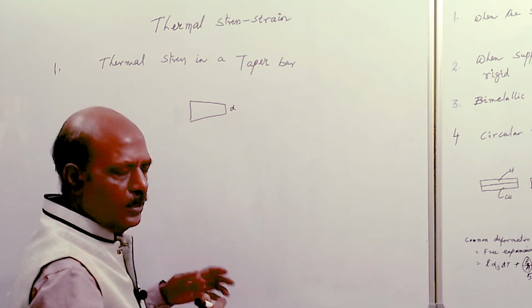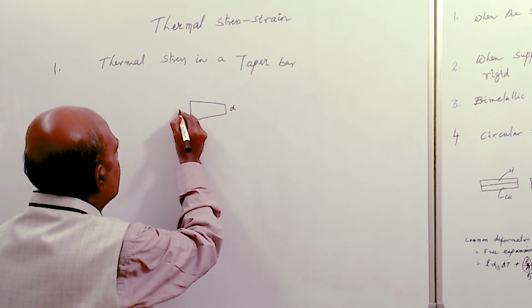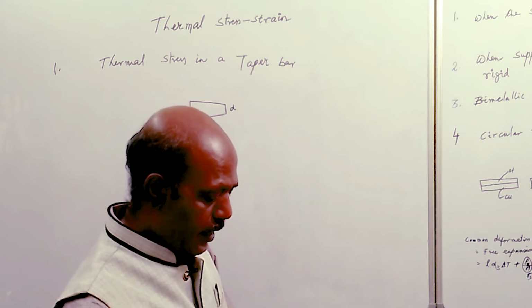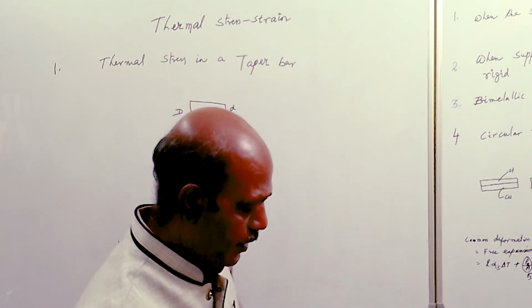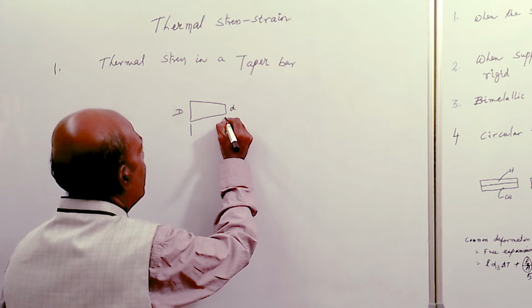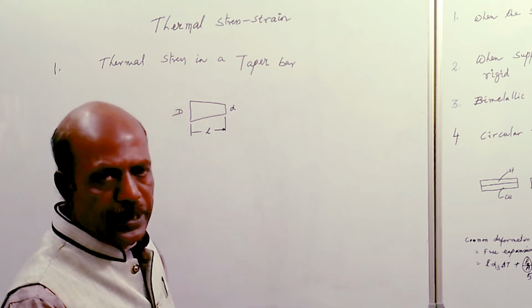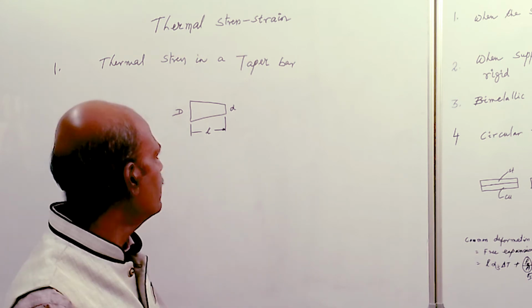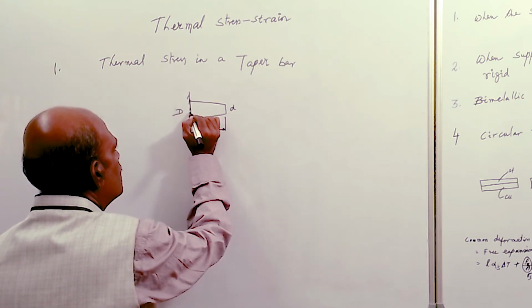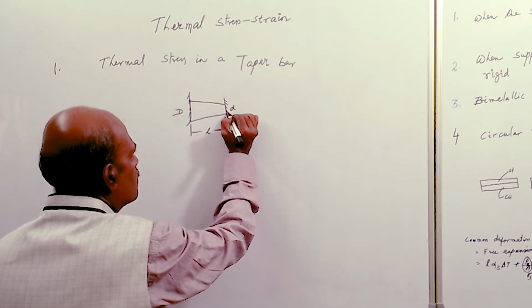Now say small d is the diameter, say we are considering a circular taper, small d is the diameter at the right end, and at the left end it is capital D. So the diameter at both the ends is given by small d and capital D. Say L is the length of the bar. Now say this bar is fixed by two end supports.